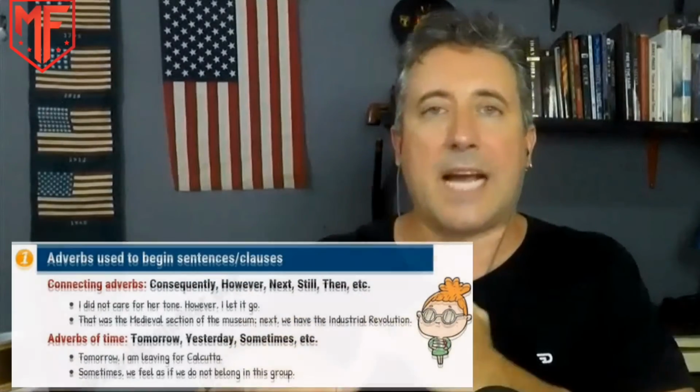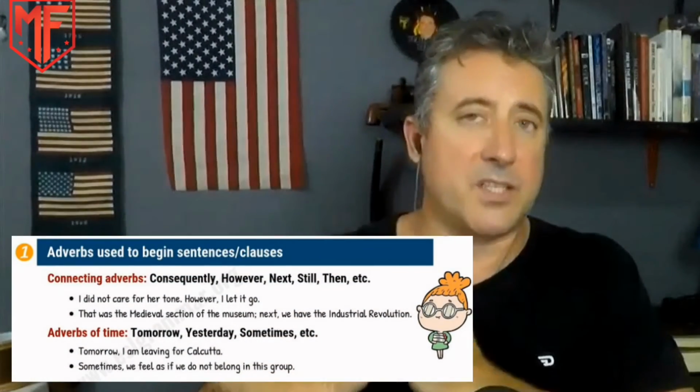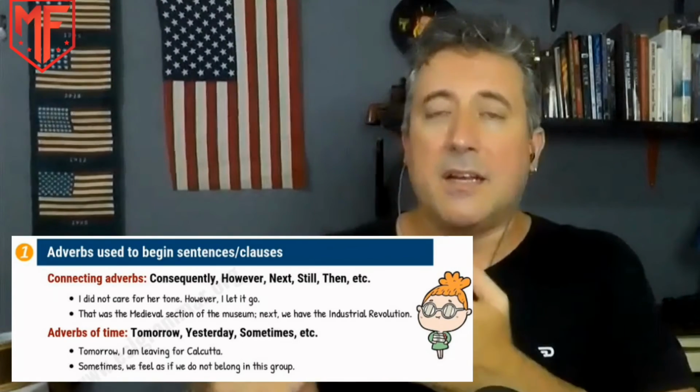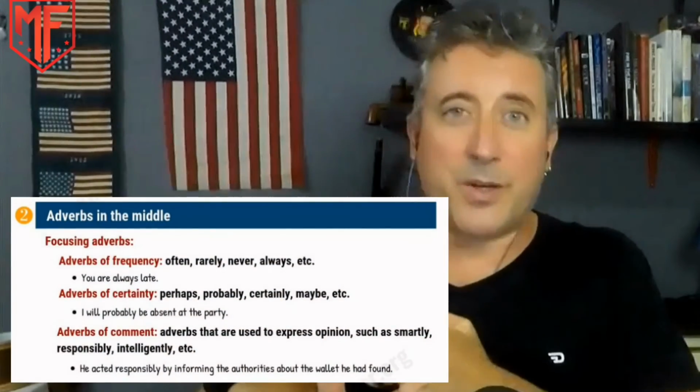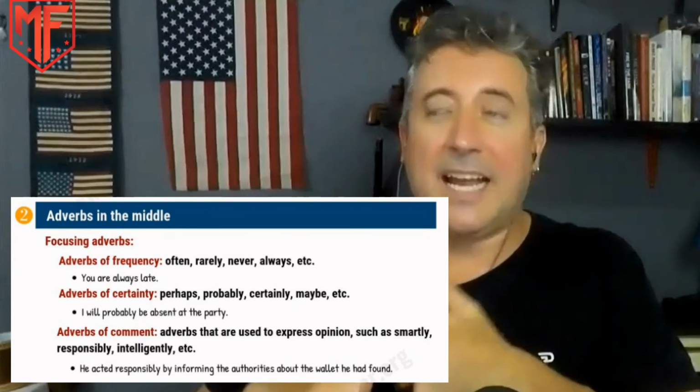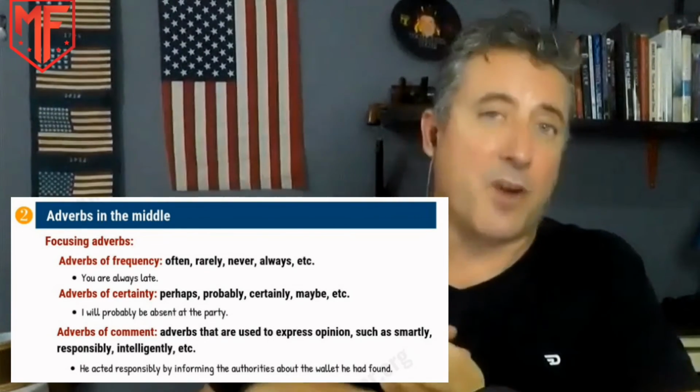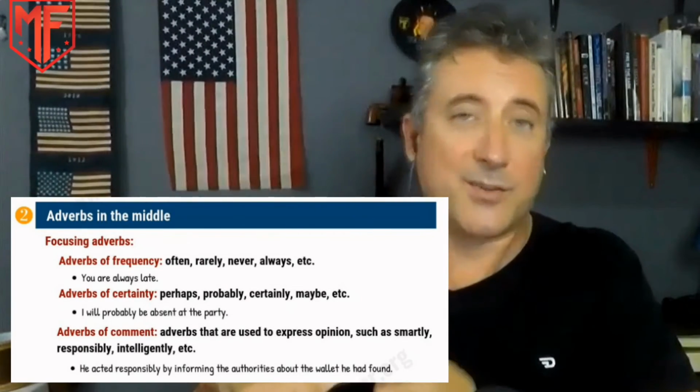Now, adverbs used at the beginning of a sentence or a clause are typically the connecting adverbs. So those are like the adverbs of comment or the adverbs of conjunction, right? And adverbs of time, tomorrow, yesterday. Adverbs that will be found in the middle of the sentence are typically adverbs of frequency, adverbs of certainty, and you could also use adverbs of comment. They can also go in the middle of a sentence as well.